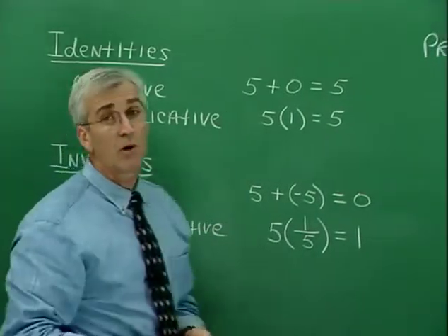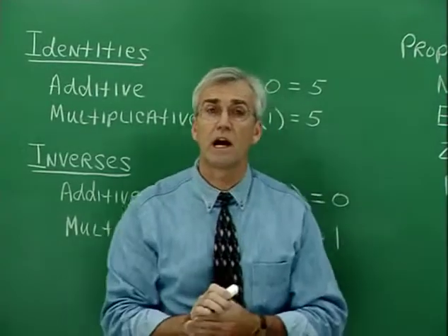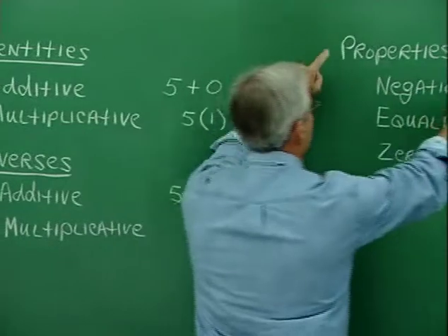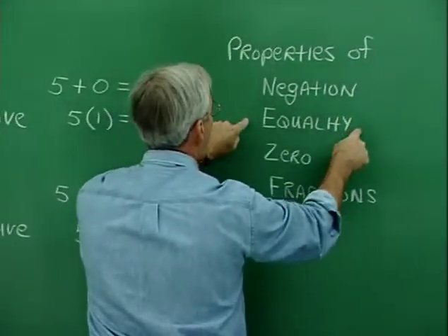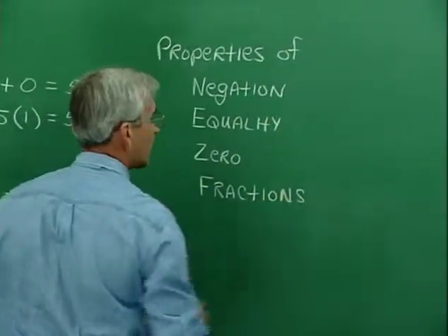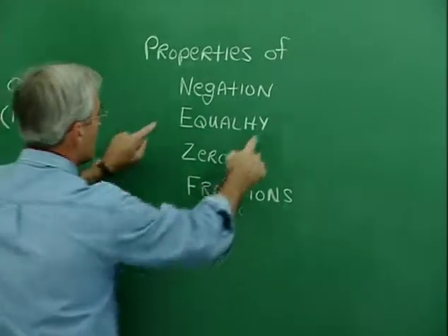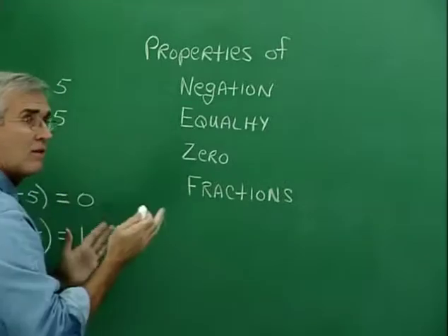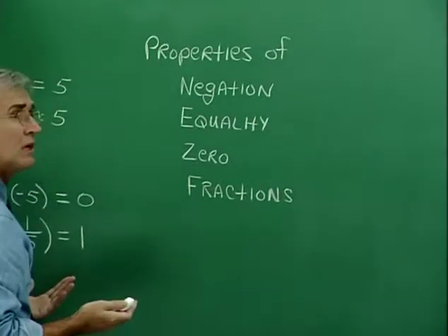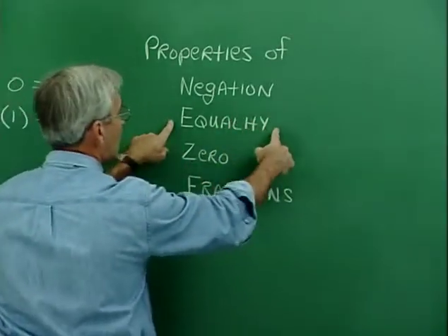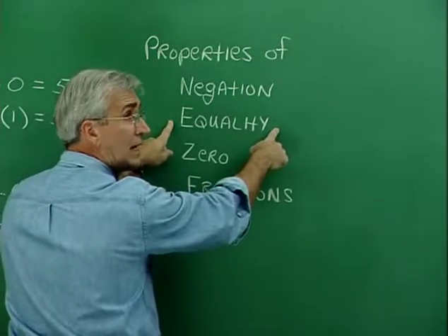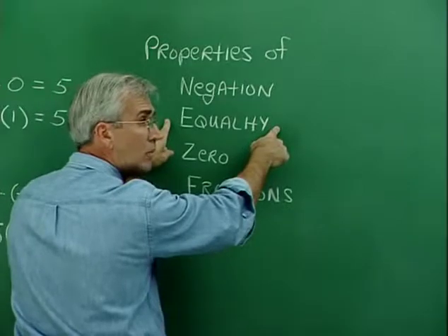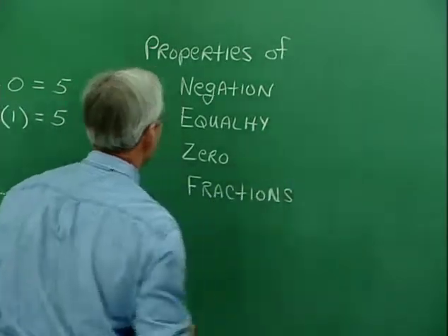Well, there are a number of other properties that are listed in your textbook, and I invite you to have a look at them. There is a listing of properties of negation, properties of equality, properties of 0, properties of fractions. The notion with equality is the notion that allows us to solve equations or manipulate equations. We can add the same number on both sides of an equation and maintain equality. We can subtract the same number and maintain equality. We can multiply on both sides and maintain equality, and so on.